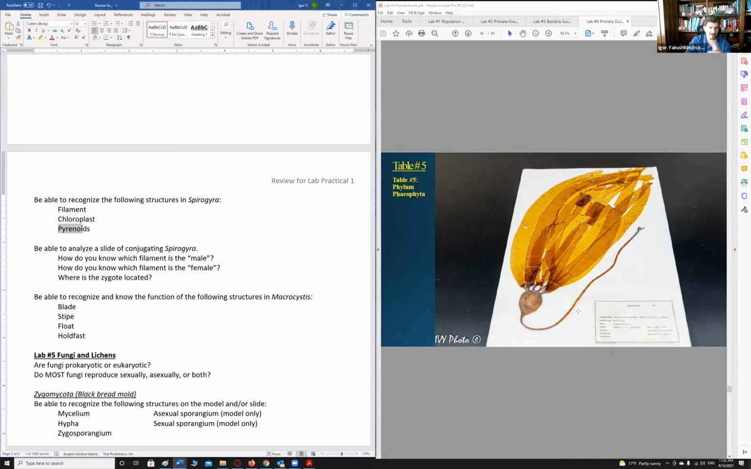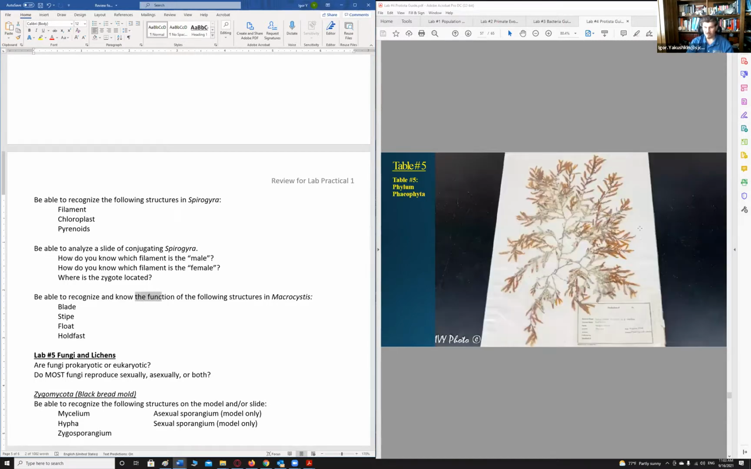And then we have this type. It's similar to the stem, but not a stem yet. We'll talk next unit about what is considered to be a stem. And this particular structure is known as the float. It brings the blades closer to the surface. So in this particular case, more sunlight, and more sunlight means faster photosynthesis. More photosynthesis means more food. So make sure that you are able to recognize and know the function of the blades, stipe, holdfast, etc.